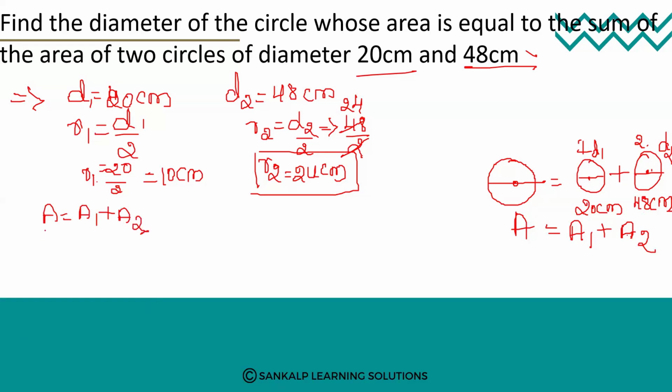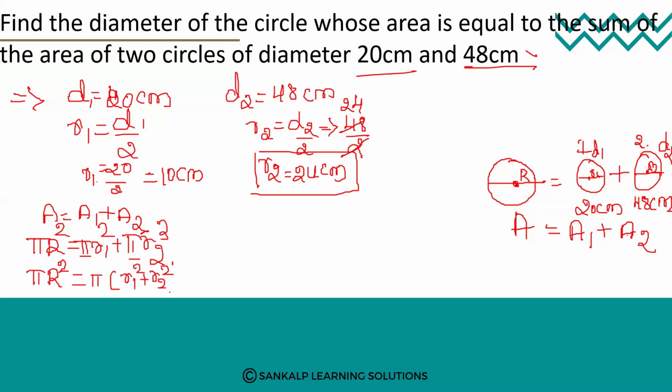Now, we know the formula to calculate area, that is pi r square. The radius of the big circle can be considered as capital R, and this is small r1 and this is r2. So pi R square is equal to pi r1 square plus pi r2 square. Right? Next, between these two, pi is common, so I will take pi common: r1 square plus r2 square. Now pi and pi will get cancelled.